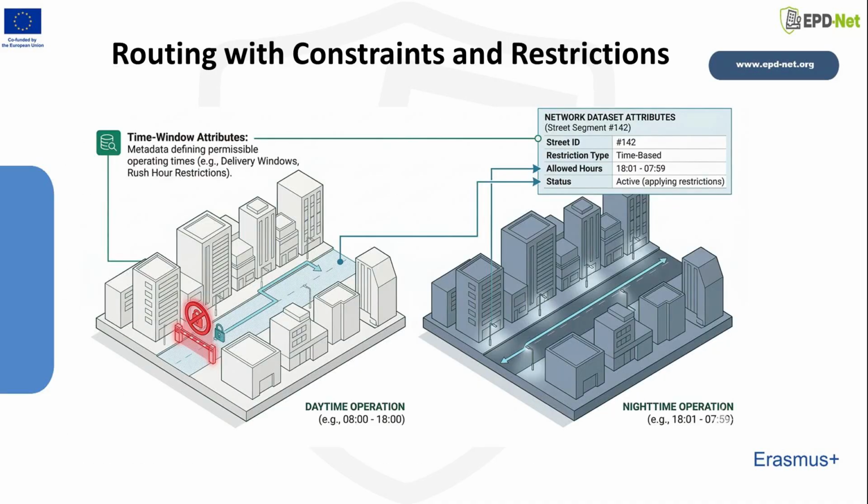Incorporating restrictions has a significant impact on routing results. By excluding invalid or prohibited paths, routing systems generate safer, more realistic, and operationally feasible routes. This capability is especially important in advanced routing scenarios where compliance and reliability are critical.